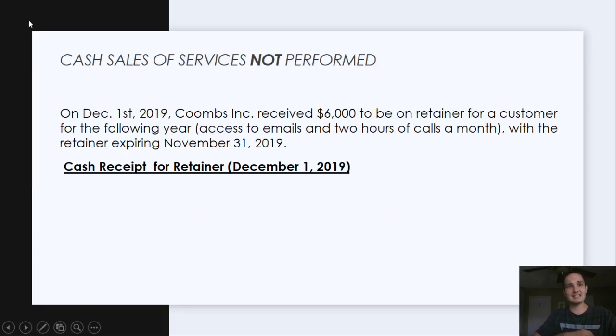So, cash sales of services not performed. On December 1st, 2019, Coombs Inc. received $6,000 to be on retainer for a customer for the following year, with the retainer expiring November 31st, 2019. So this is pretty common in business. As a consultant, I might have a client who wants to use my services, doesn't know how much they'll need it, but knows that they'll need to reach out to me for a period of time, normally within a year, and need to reach out to me periodically for my advice. So I may get paid up front for that advice for over a year, and provide a discount for that.